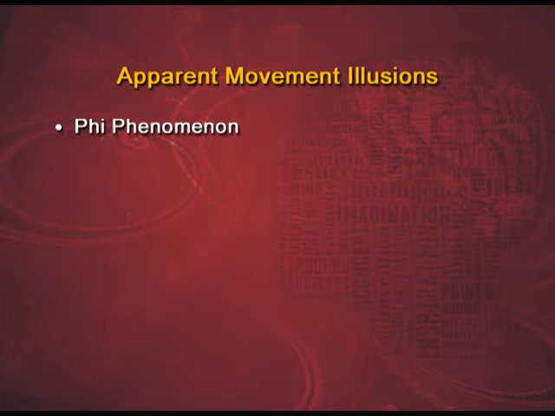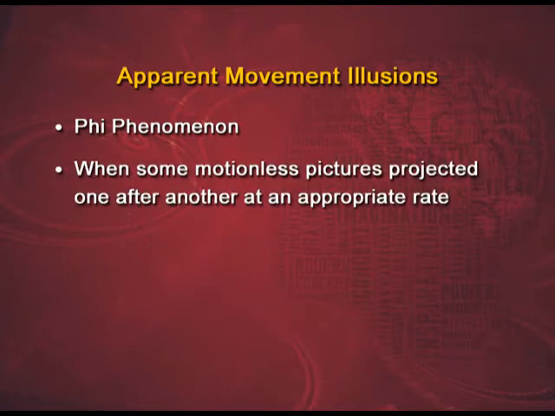Apart from static or geometrical illusions, we also have apparent movement illusions. These are also known as the phi phenomenon. When some motionless pictures are projected one after another at an appropriate rate and they give you a sense of motion, then it is known as the apparent movement illusion. You see most of your animated cartoons with the help of this illusion. In a cinema hall, certain static pictures are shown so quickly in succession that they are perceived as moving.